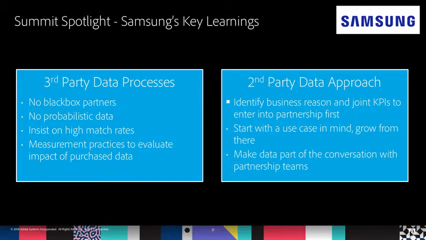I wanted to also share some of the key learnings that Samsung spoke about at Summit. They've been doing third-party data for a while, so they've had to develop these interesting processes when they evaluate third-party vendors. So the first one they decided on is no black box partners and no probabilistic data. What this is about is understanding the methodology behind how their partners are gathering data that they're then purchasing.